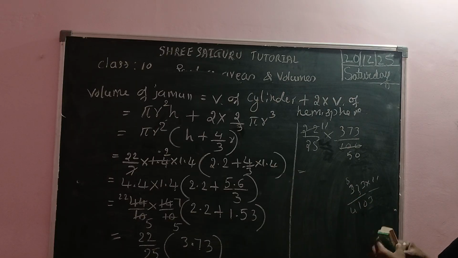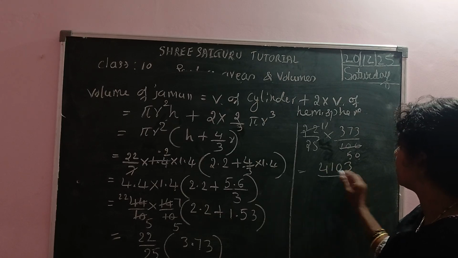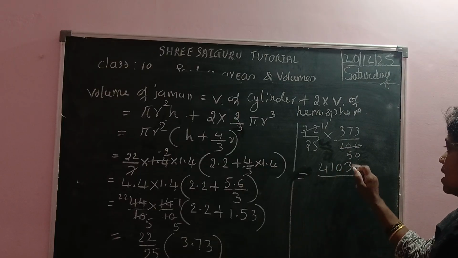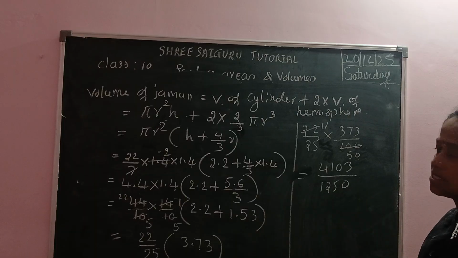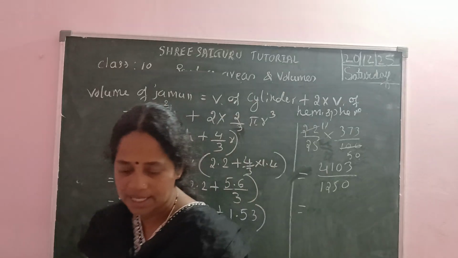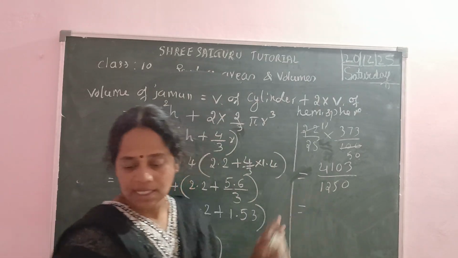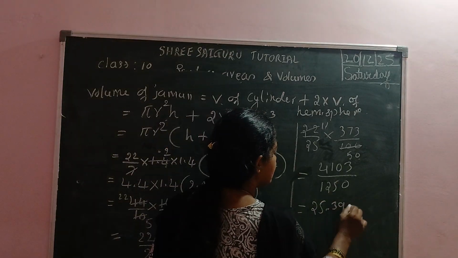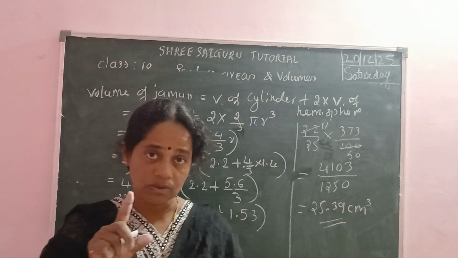Okay, 4103 divided by 25 5s are 125, 25 50s are 1250. Correct? Yes, it is 125 followed by 10. So you have to reduce this fraction. After this division, do the division properly. We are getting 25.39 centimeter cube. This is the volume of one jamun.